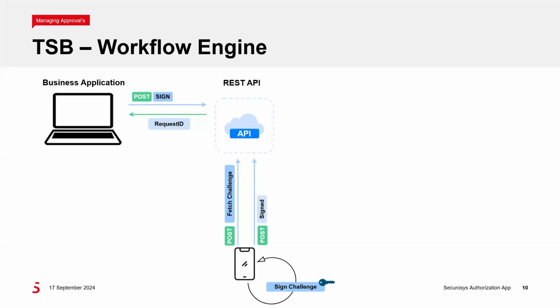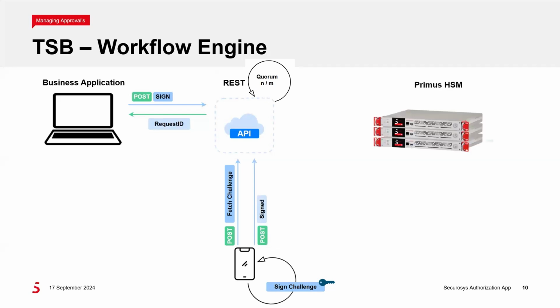The REST API is then checking whether the quorum of N out of M has been met, and if everything looks good and within a certain time, it is establishing a connection to the HSM. The HSM checks again, or rather the HSM enforces the policy, and if everything has been met, the signature is returned back to the business application.